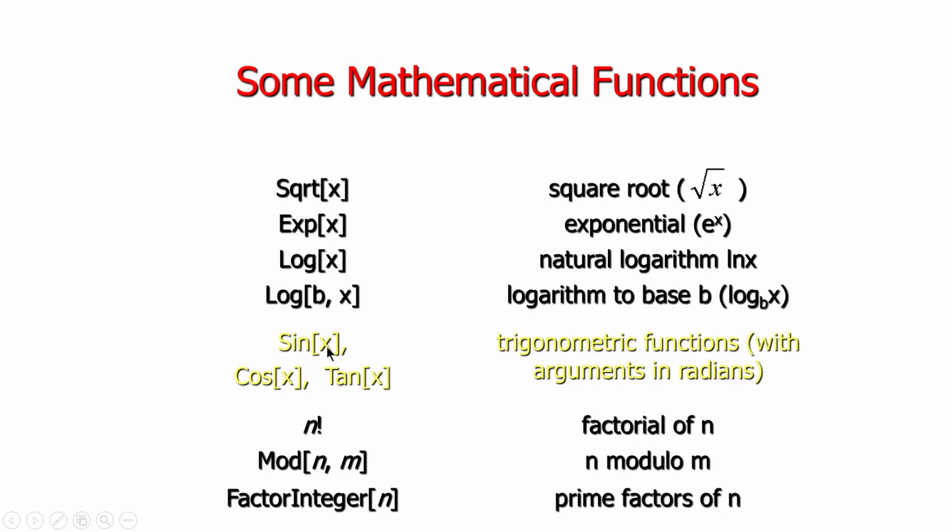Similarly, sine of x is obviously this sine function. Then it will give you the sine function of x, sine of x. Similarly, cos of x, tan of x. Similarly, if you write n with factorial sign, exclamation mark, then Mathematica understands it as the factorial of n. Similarly, if you are interested in finding the modulo of n, then you have to write Mod with M being capital, and n is the modulo of n.